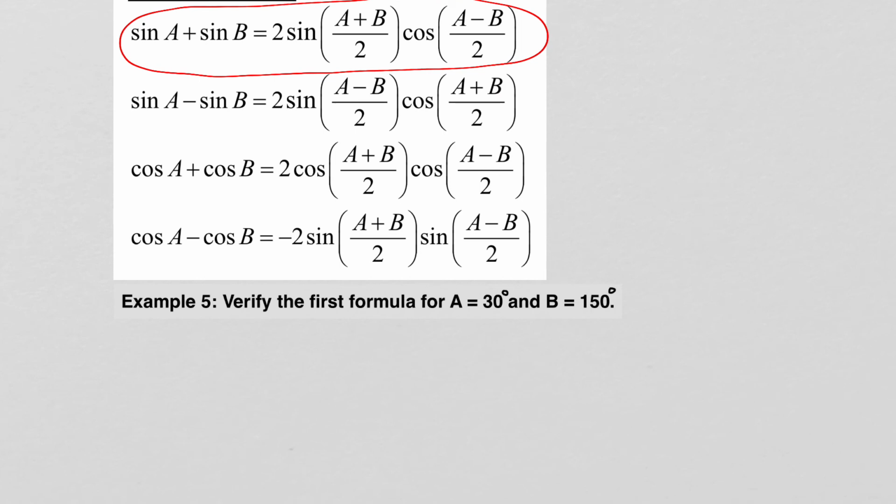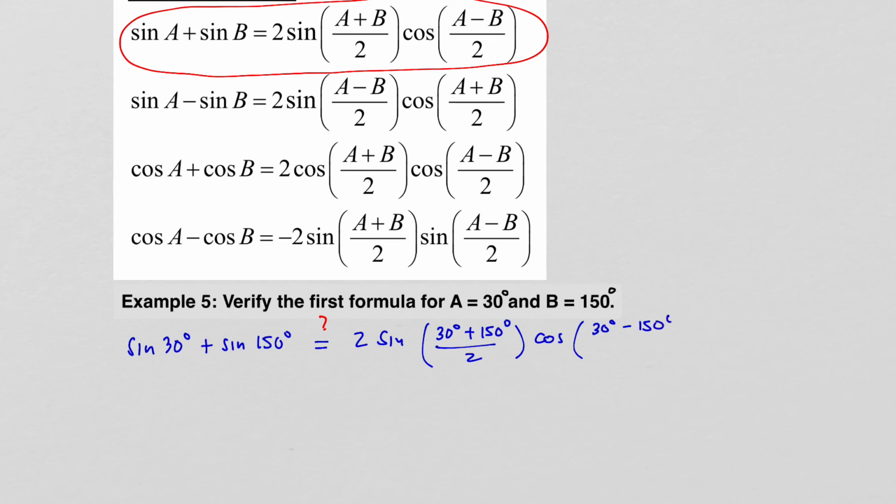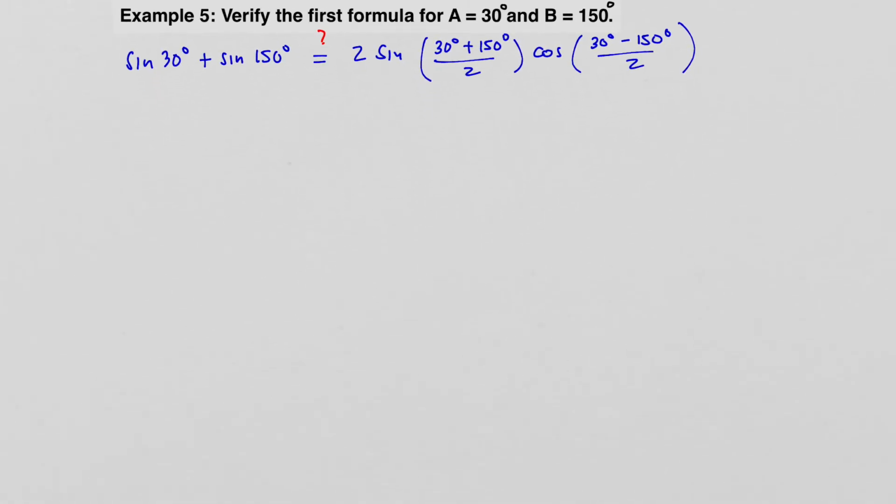And so if we do that on the left-hand side, we get the sine of 30 degrees plus the sine of 150 degrees, and this should be equal to 2 times the sine of (30 degrees plus 150 degrees) divided by 2 times the cosine of (30 degrees minus 150 degrees) divided by 2. And so now we just need to simplify both sides of the equation and show that they are equal.